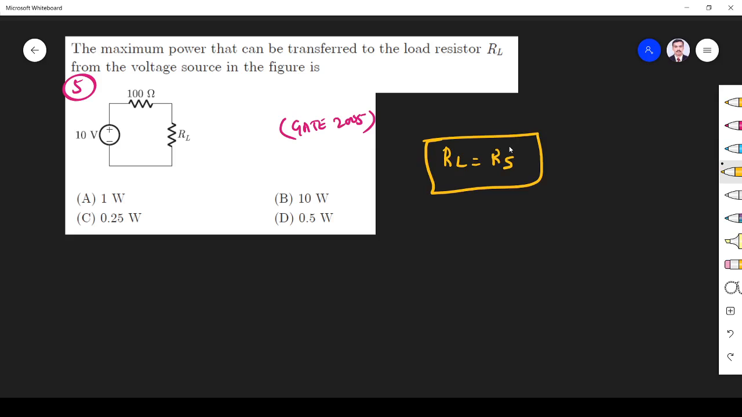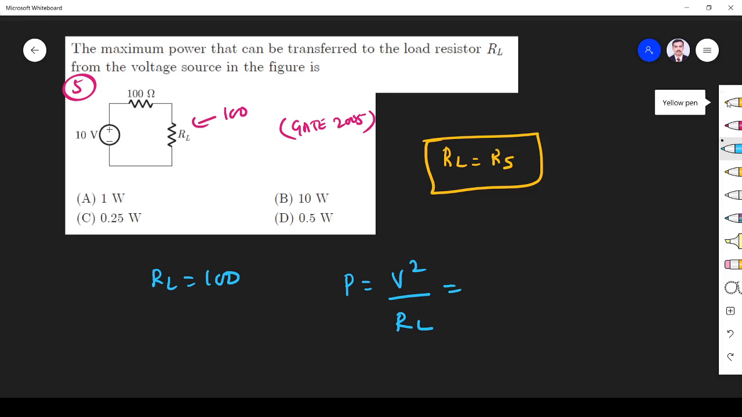Then only maximum power will be transferred. So this indicates RL must be 100, right? So RL is 100. Power transfer is P equal to V squared divided by RL, right? So what is V? You see total voltage is 10.